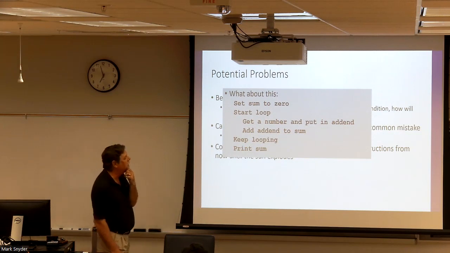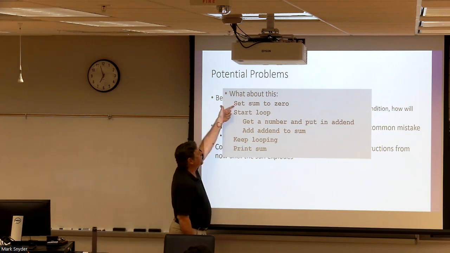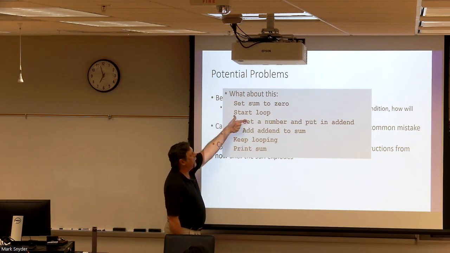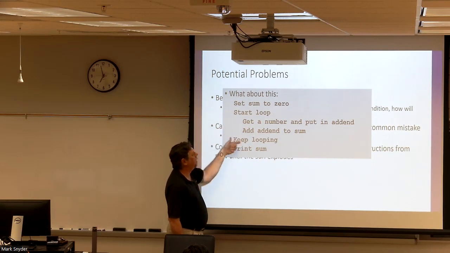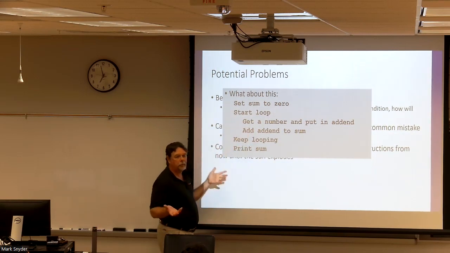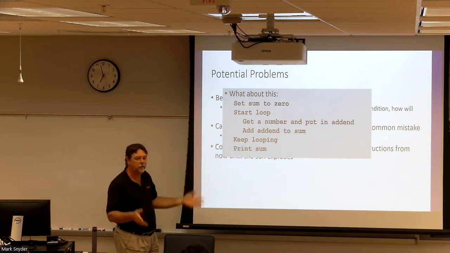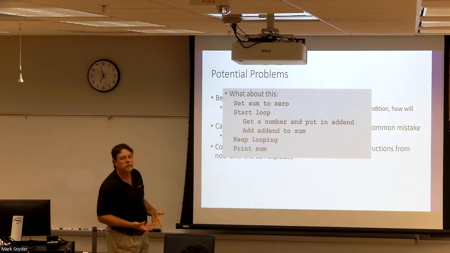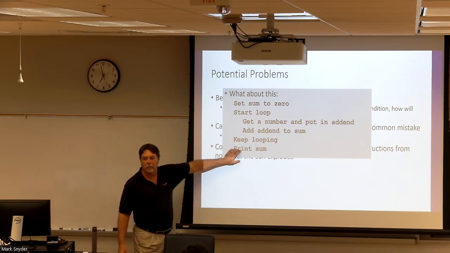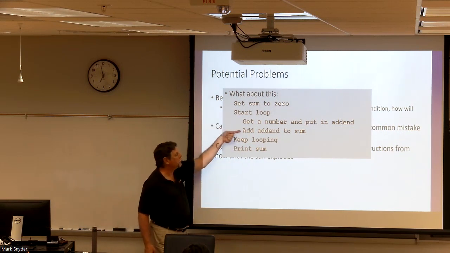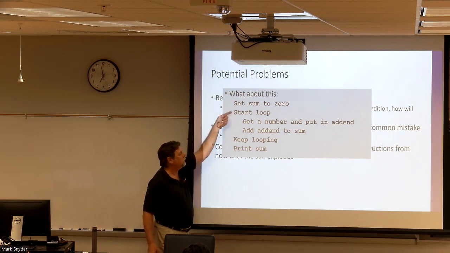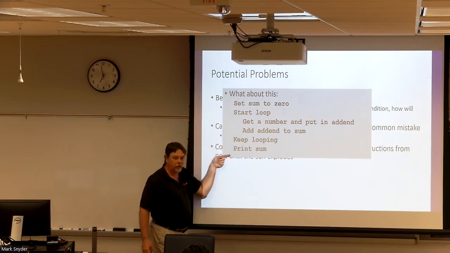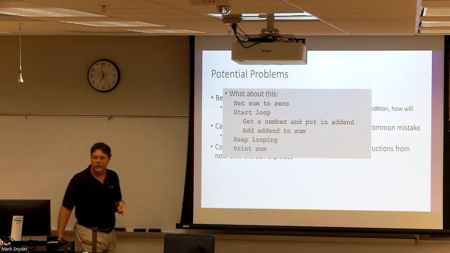Okay, so let's look at this one. We set our sum to 0, we start the loop, we get a number again, put it into our variable, add it to the sum, and keep looping. Boom, boom, boom. We never have any loop condition, right? So this is an infinite loop. I will never print the sum. There's no way for my instruction pointer to get out of this loop. I will never get here without intervention.